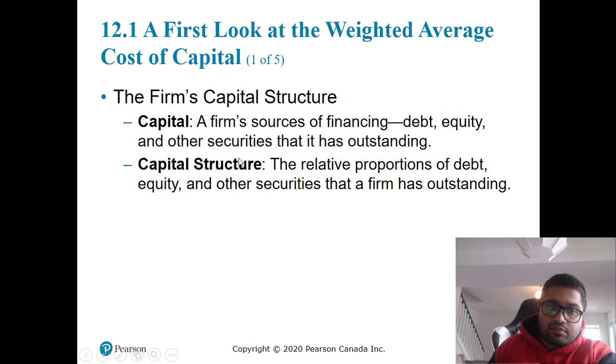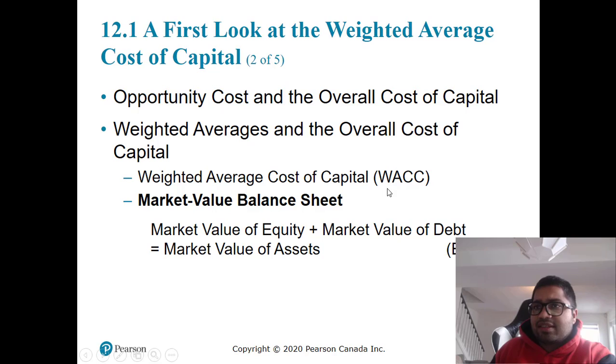So a firm's capital structure: what is capital? Capital is money that is raised from outside. Outside means money can be raised from debt, it can be raised from equity, or it can be raised from other securities, like preferred stocks. Capital structure is the relative weights of debt, equity and other securities that the firm has in its capital structure. The opportunity cost and overall cost of capital is the weighted average and overall cost. So the important thing is weighted average cost of capital.